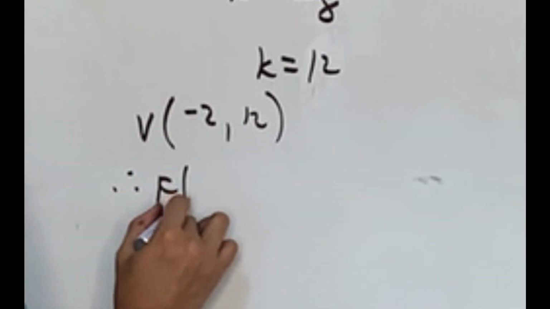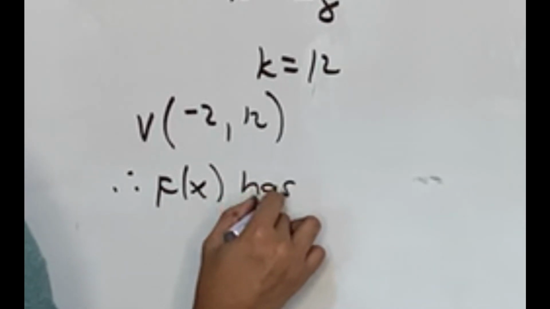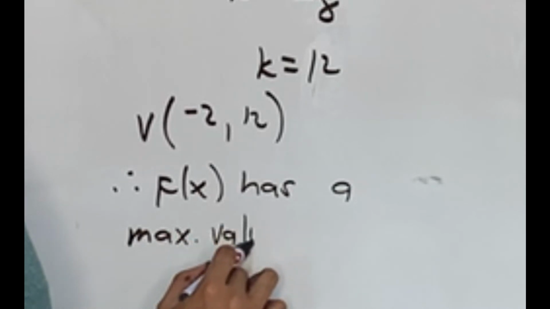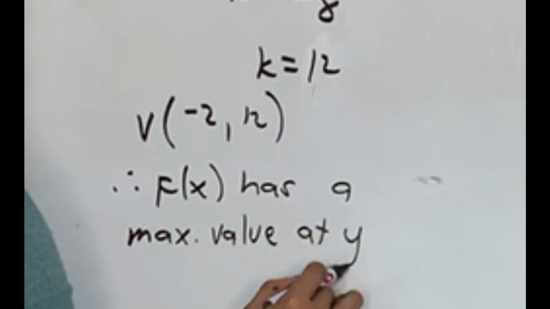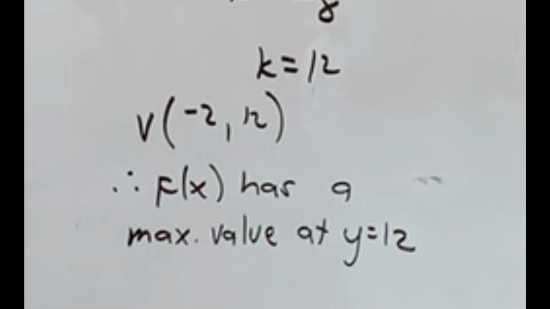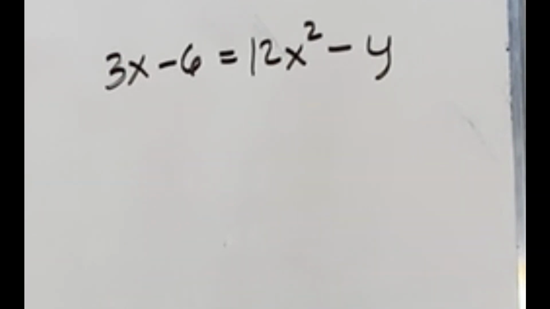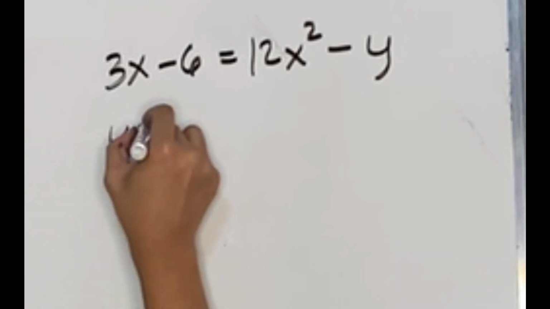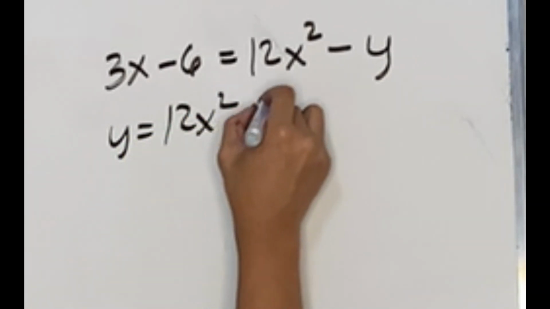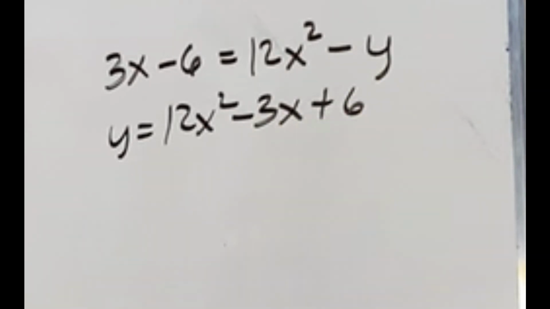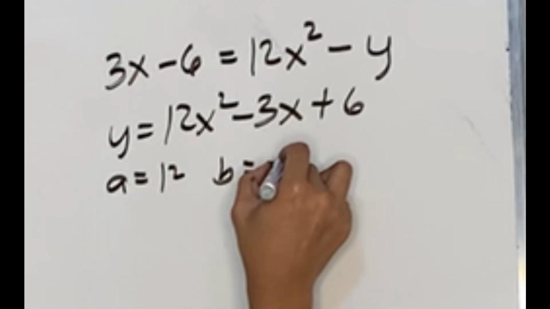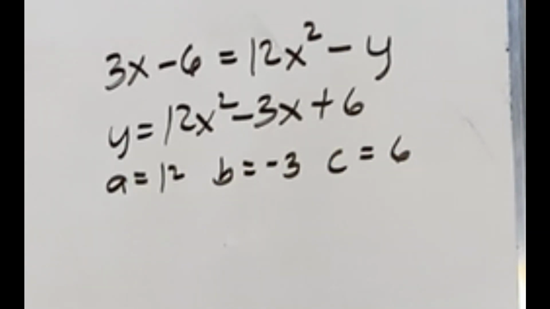Therefore, f of x has a maximum value at y is equal to 12. Let us consider 3x minus 6 is equal to 12x squared minus y. In this case, we need to rewrite the equation: y is equal to 12x squared minus 3x plus 6. So identifying the values, A is equal to 12, B is equal to negative 3, and C is equal to 6.